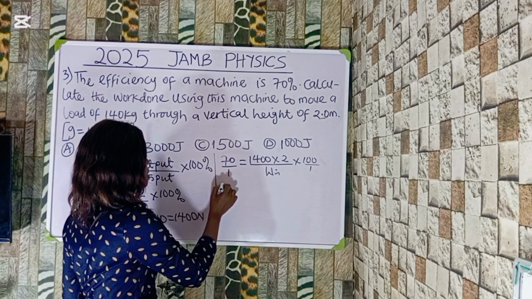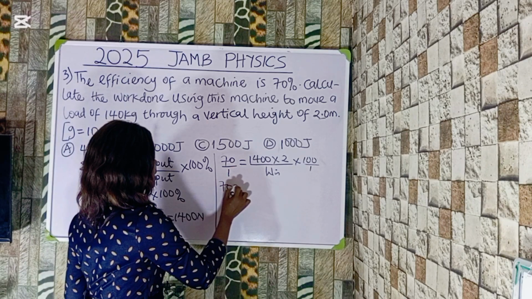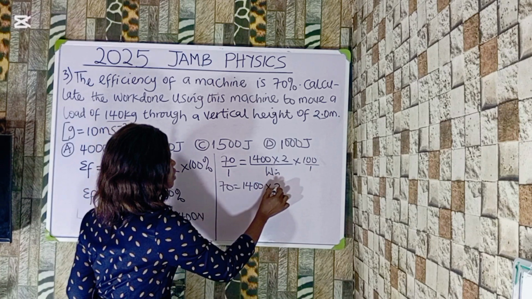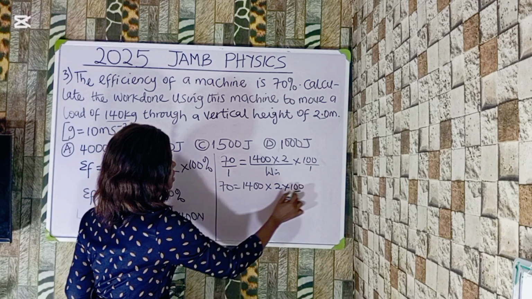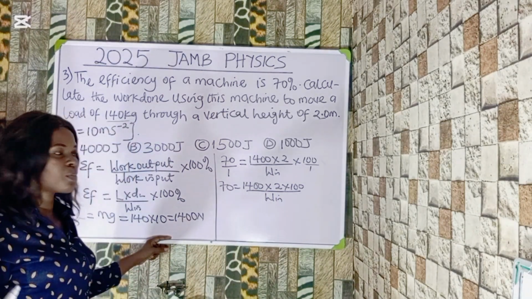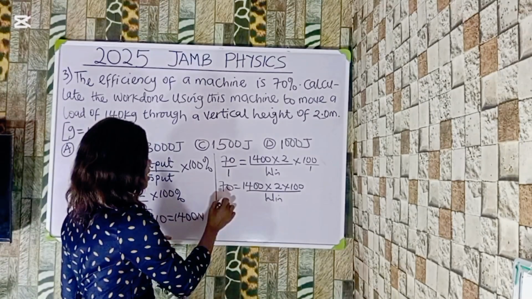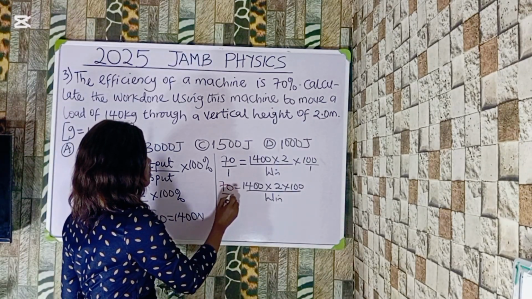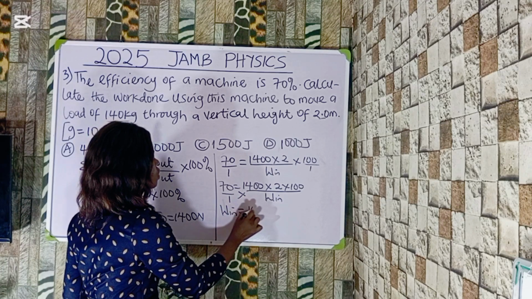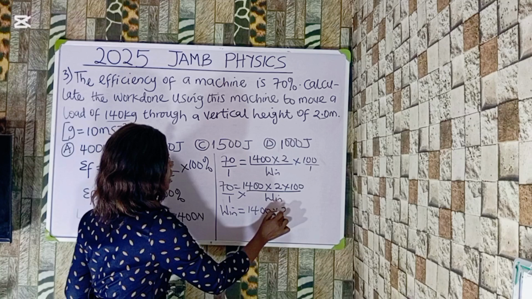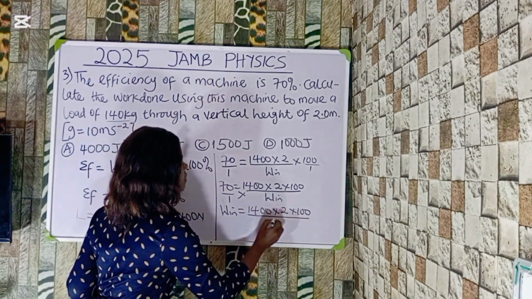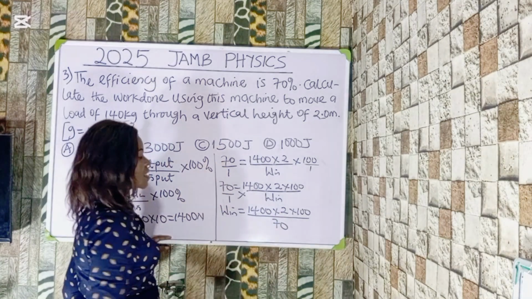Now 70 is equal to 1400 multiplied by 2 multiplied by 100 divided by work input. Since I am looking for the work input, I'm going to make it the subject by saying 70 over 1, cross multiply. The work input is equal to 1400 multiplied by 2 multiplied by 100, then divided by 70. Okay, so let's cancel out.